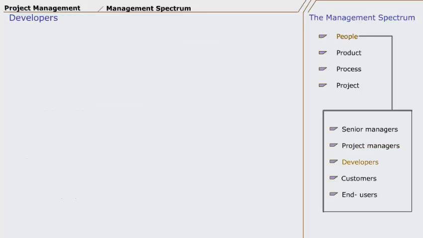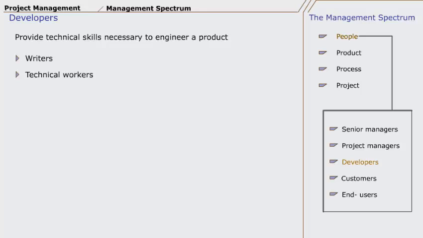Number 3, developers. Provide technical skills necessary to engineer a product. In case of multimedia course development, developers are the persons who have hands-on experience of different phases of development of course material CDs. There are different categories of developers possessing variable skills. For example, there are persons named writers, technical workers for converting the written material to animated form, workers for integration and testing of different components, etc.